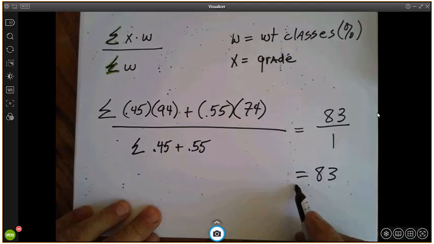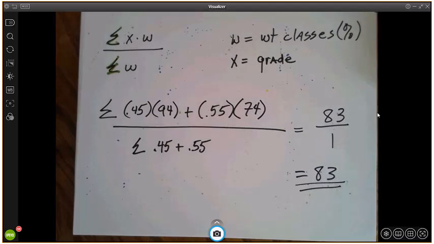So it's not a difficult problem. It's just out of place. It doesn't need to be in this section. That's just my opinion. Okay, so 83 is our answer.